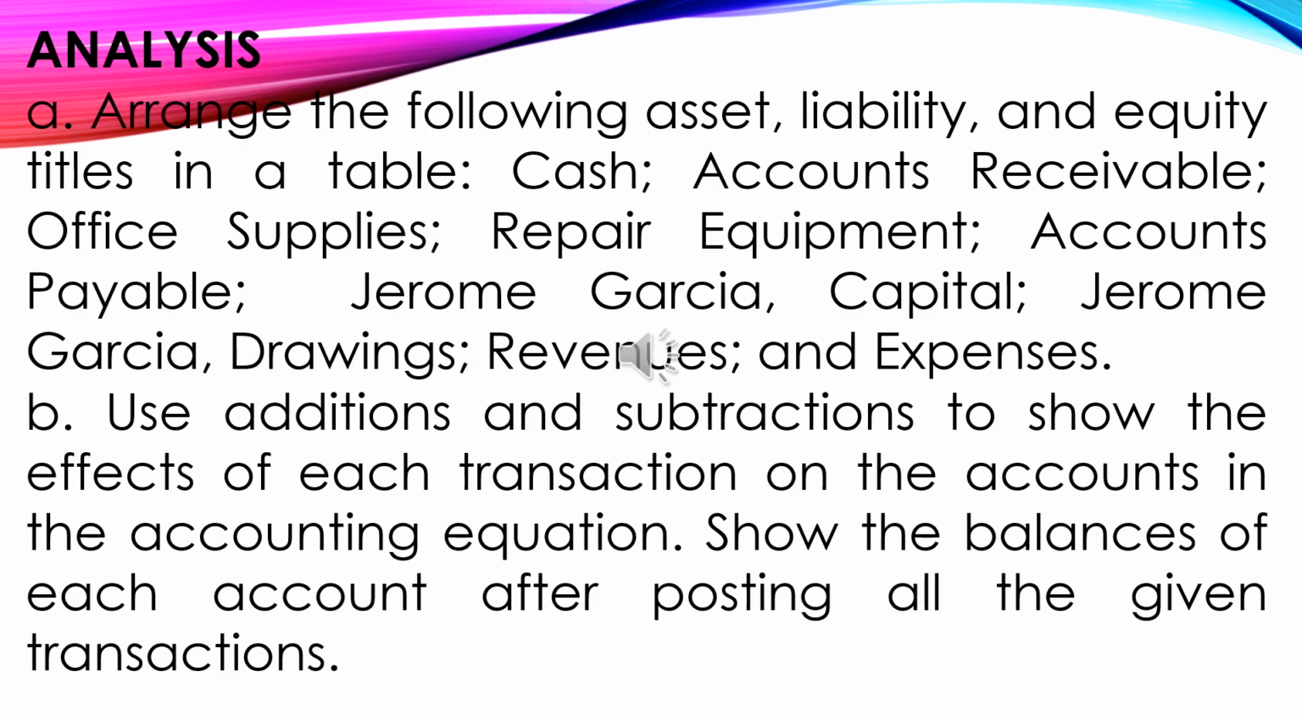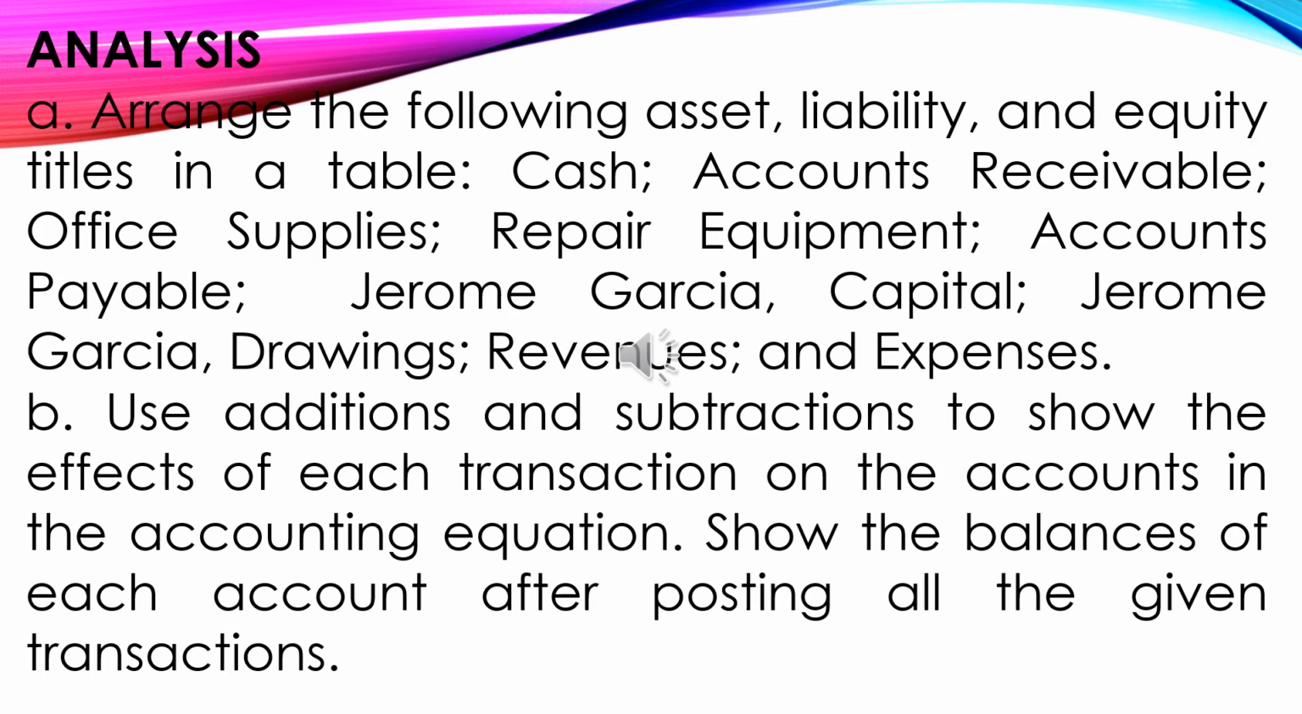Okay, now let's have another exercise. So for the directions, arrange the following asset, liability, and equity titles in a table. So for the assets, we have the cash, accounts receivable, office supplies, repair equipment. And then for the liability, we have accounts payable. And for the equity, we have here Jerome Garcia Capital, Jerome Garcia Drawings, revenues, and expenses.